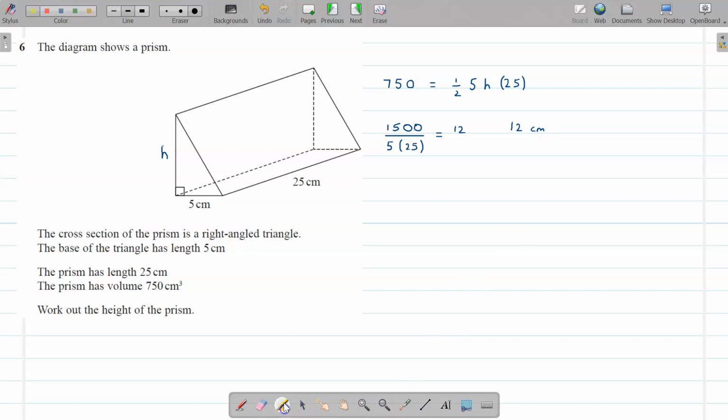Again, you can quickly check it back to see if it works. If that was 12, 5 12s are 60. Okay, half of 60 is 30, so the area at the end is 30. 30 times 25 is indeed 750, so it does work.